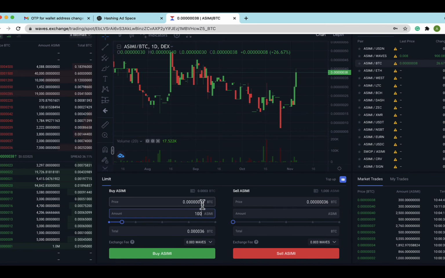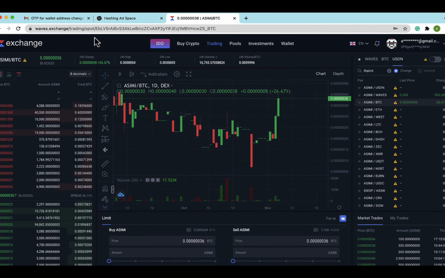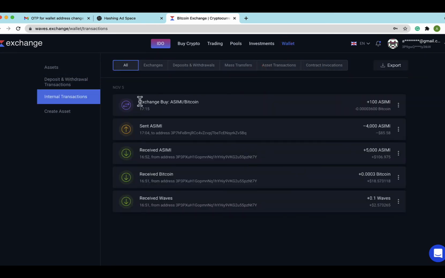Now you can set any price that you choose. You could try and buy lower down here or right in the middle. You can choose any price that you like right here, but the simple way to do it is just to click on the closest order, and like I said, it auto populates there. You can see the exchange fee, very low fee, but we do need those small amounts of Waves. And then if we click right here, buy ASIMI, we are ready to go, and we will purchase some ASIMI tokens immediately. You can see that the order is placed, and if we head back to the wallet and we come to internal transactions, you can see right here I've purchased 100 ASIMI for the amount of Bitcoin that I've purchased.